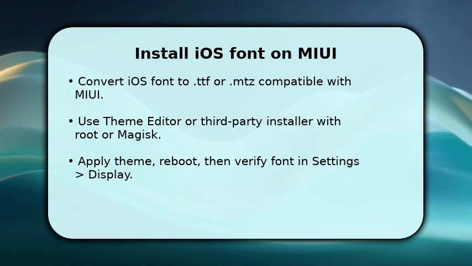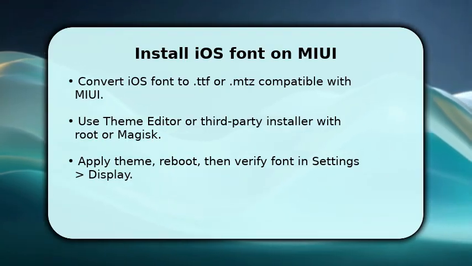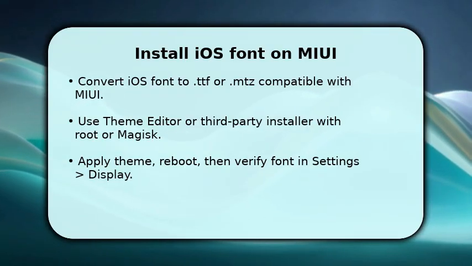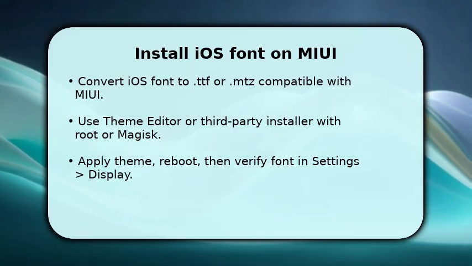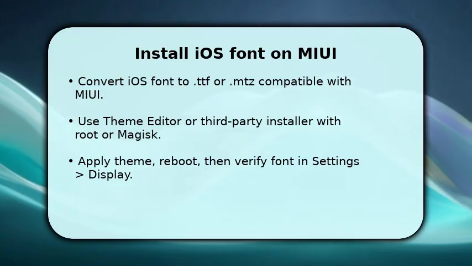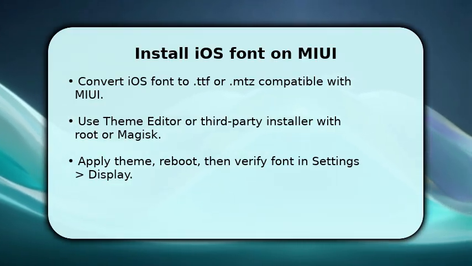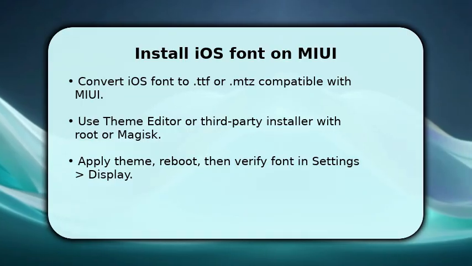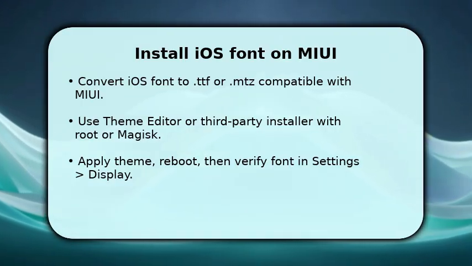Then use the theme editor or a trusted third-party installer. Root or Magisk may be required for system-level replacement. The tool writes files into /system or overlay folders. After installation, apply the theme, reboot to finalize system caches, and check fonts in settings so you confirm consistent glyph rendering across apps.